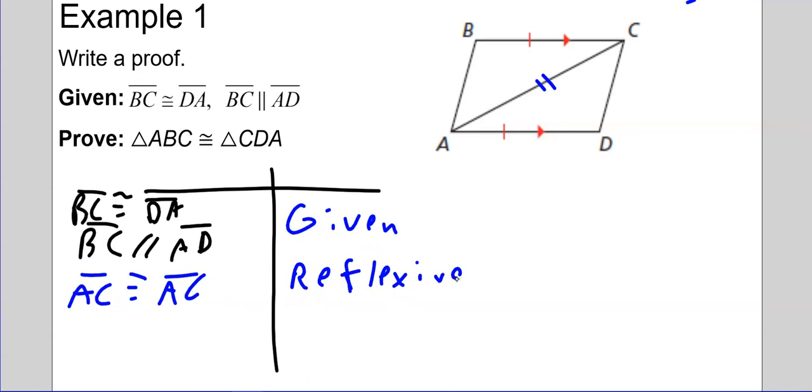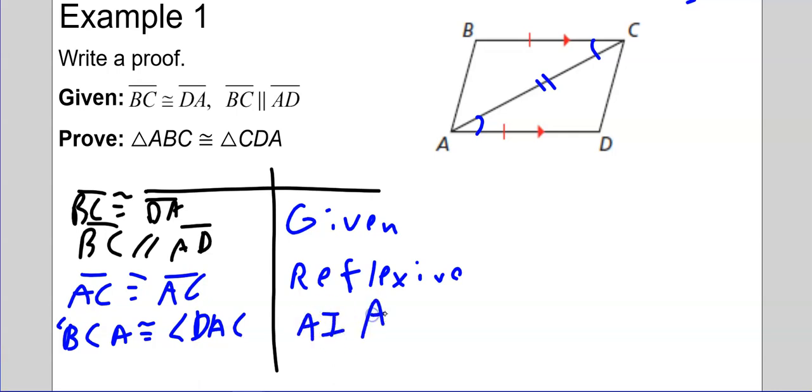Now, if we look at this, AC and AD form this angle, and BC and AC form this angle. Those are alternate interior angles. So we can say, by what we already know, angle BCA is congruent to angle, and you have to go in the same order, so BCA is going to be DAC. And how do we know that? Alternate interior angles.